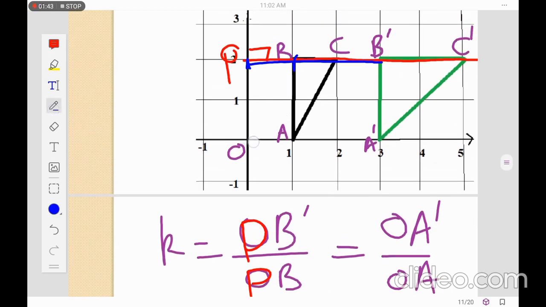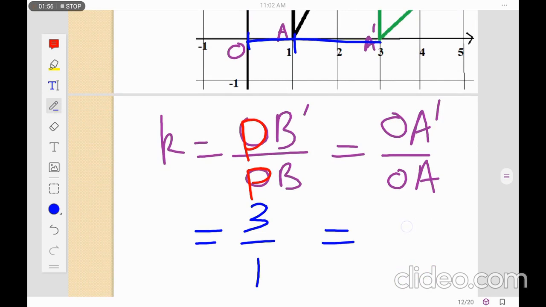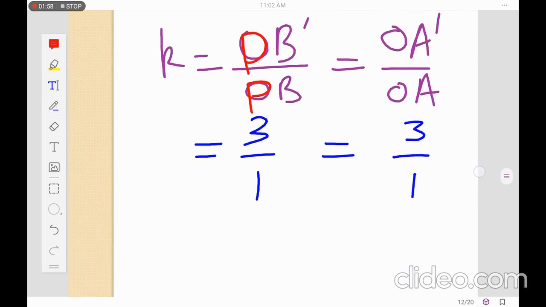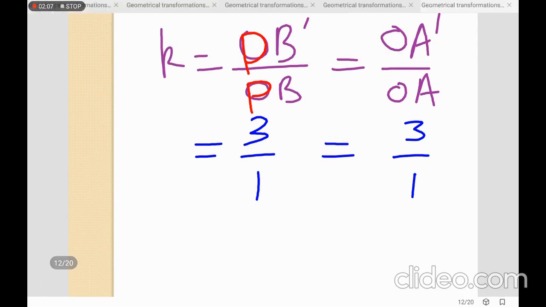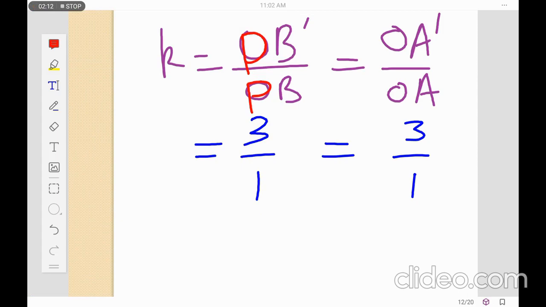For the OA, I've got the initial OA, this one, I've got 3 units again, and I've got how many there? For OA, I've got 1 unit, so it's the same. So I've got 3 over 1. So what it means at the end of the day is that our stretch factor is now equal to 3. Okay, that's what it means there. Our stretch factor is equal to 3. K is equal to 3.